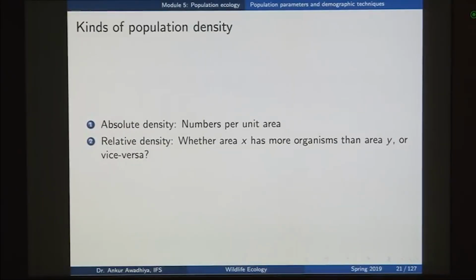Absolute density is the number of organisms per unit area, and relative density is only asking the question whether area X has more number of organisms than area Y, or does area Y have more number of organisms than area X. So, in that case, we are not interested in the actual numbers. What we are interested in is only which area has more number of individuals. So, that is the relative density. Now, we will look at both of these population densities.